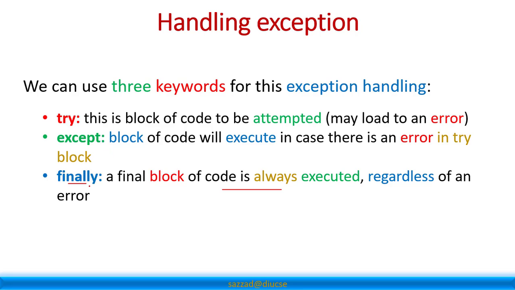But if we put the remaining part in the finally block, then what happens? Whatever happens in the try block, whether the error takes place or not, the finally block is always executed. So now we can assure that at least the remaining part will be executed whatever happens in the try block. It will be easier to understand with an example. So let us go back to the Colab.